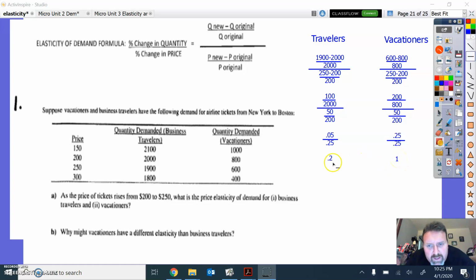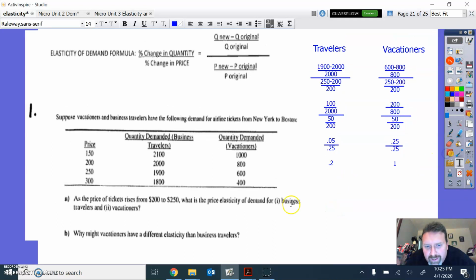Okay, so why is this such a big deal? This is inelastic. This is almost unit elastic. Why might vacationers have a different elasticity than business travelers? Business travelers have to be there typically now. When we talk about vacationers, a lot of times they have time to plan, which raises the elasticity at that point, to a bit of an easier point going forward here.